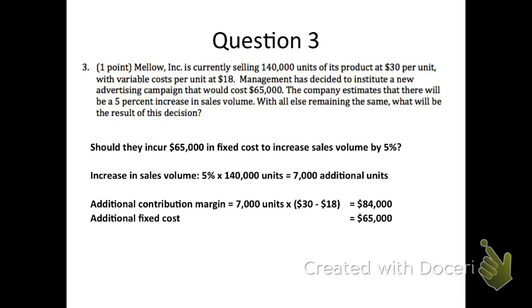Well, and then what we spend is 65,000. And so for this question, we increase contribution margin by 84,000, but we increase fixed cost by 65,000, so it's an overall increase in operating income of 19,000. There's a lot of different ways to get to this answer. This is probably the most efficient. But again, if you got to the same answer using a different logic, then you're totally fine.